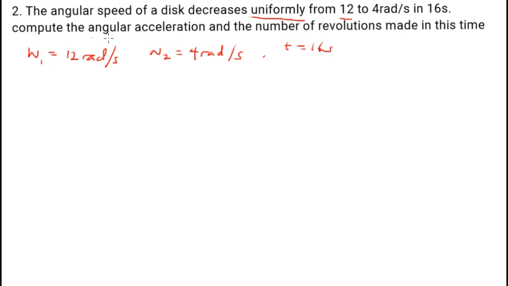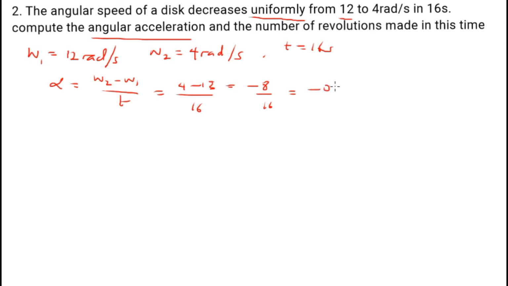We want to compute the angular acceleration. The angular acceleration alpha is omega 2 minus omega 1 upon the time. That is 4 minus 12 upon the time, which is 16 seconds. That is minus 8 upon 16, which is minus 0.5 rad per second squared. Rad per second squared is the unit of angular acceleration.